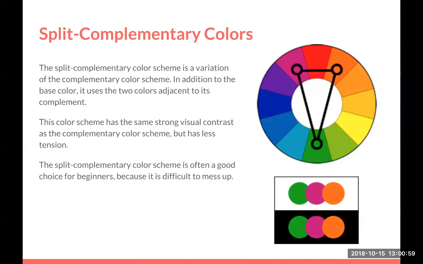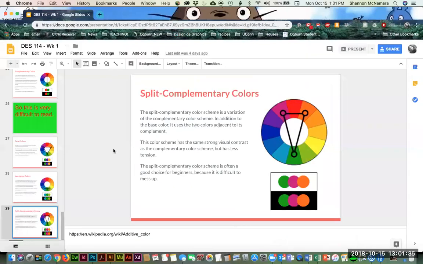Then we have split complementary. The split complementary color scheme is a variation of the complementary color scheme. In addition to the base color, it uses the two colors adjacent to its complement color. So this color scheme has the same strong visual contrast as the complementary color scheme, but it has a lot less tension. The split complementary color scheme is often a good choice for beginners because it's really difficult to mess it up. All right, and that was my last one.